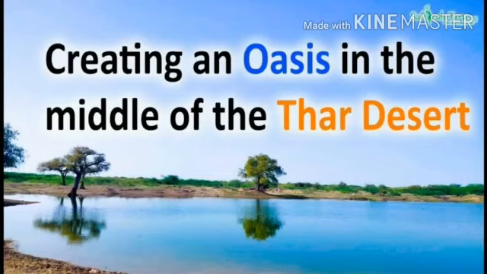Students, people get water from the oasis in the Thar Desert. What do you mean by oasis? Yes, it is an area in the desert where there is water and where plants grow. Oases are irrigated by natural springs or other underground water sources.